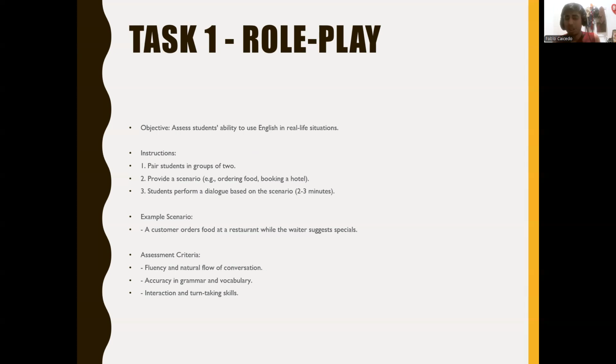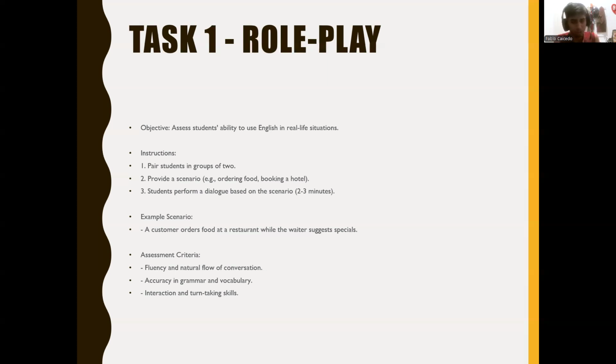So this activity has an objective. What is the objective of this activity? Assess the student's ability to use English in real life situations. So, what are the instructions for this activity? First of all, it's not just one person. I mean, you can make a script for just one person, but the objective is that you can speak with another person, and you can manage at least a real life situation.